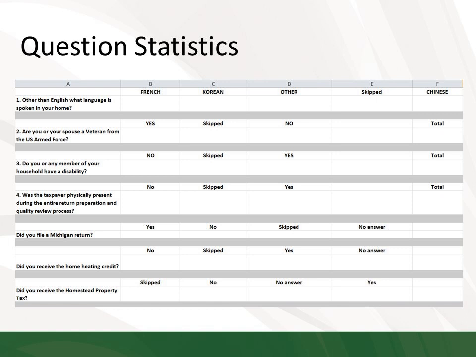For sites that have multiple sites, I would recommend reorienting this so you can get it all into one spreadsheet and total it all at once instead of doing the individual ones. And that's sort of up to you how you best want to handle this. But this is the general output for question statistics.